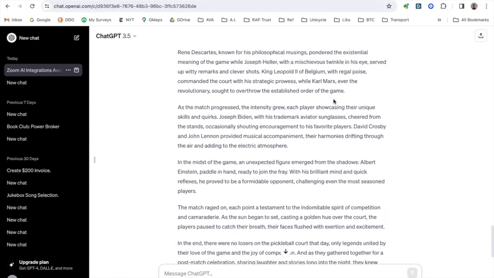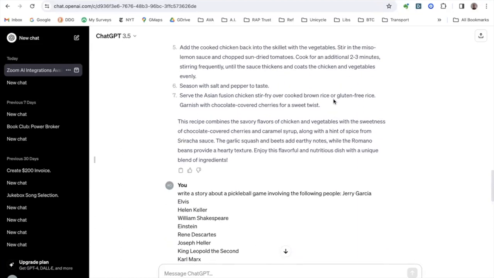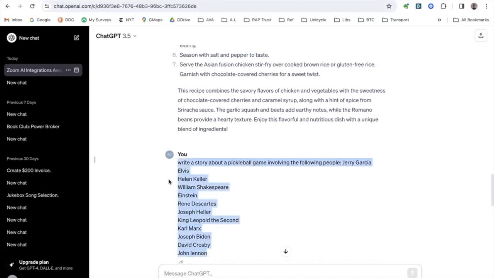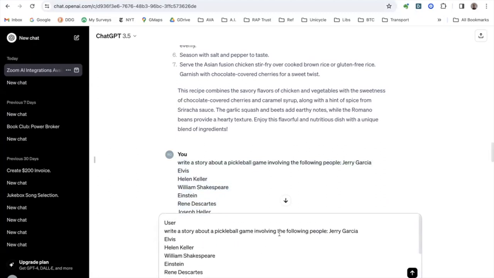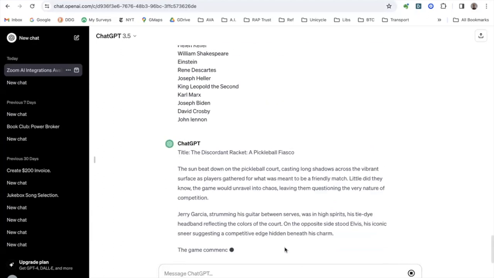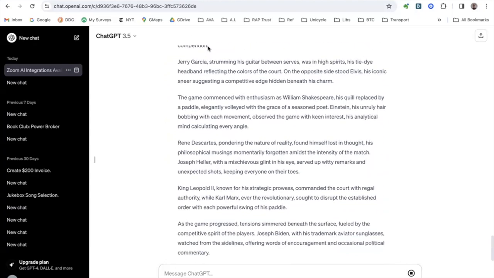Well, I'll tell you what. We could take that same string you put into the chat engine, copy and paste it, so we'll put that back in. So write a story about a pickleball game that ends badly. Let's see what happens. And I had to hit the down arrow to get down to the bottom of this thing.